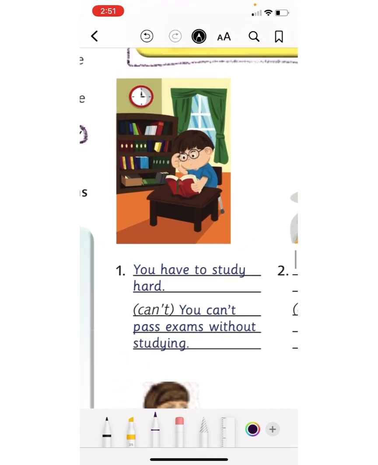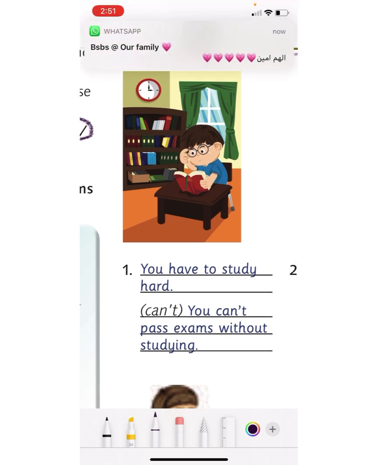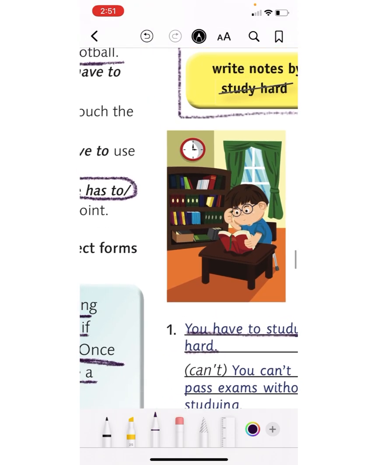نشوف كيف حلين أول واحدة. Look at the picture. What do you see? You see a boy. He is studying, right? Yes. You have to study hard. You have, عليك something that is necessary. يجب عليك أن تدرس بجد. You have to study hard.